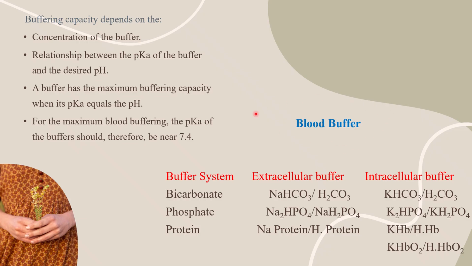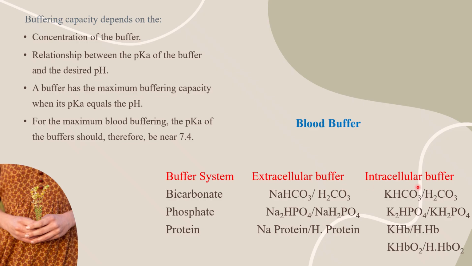Now, what are the blood buffers? There are three buffer systems. One is the bicarbonate buffer, one is the phosphate buffer, and one is the protein buffer. In the extracellular fluid, the buffers are mainly the carbonic acid and bicarbonate ion system, then the sodium hydrogen phosphate and sodium dihydrogen phosphate system, then the sodium protein and hydrogen protein system. So these three systems operate in the extracellular fluid, acting as buffers.